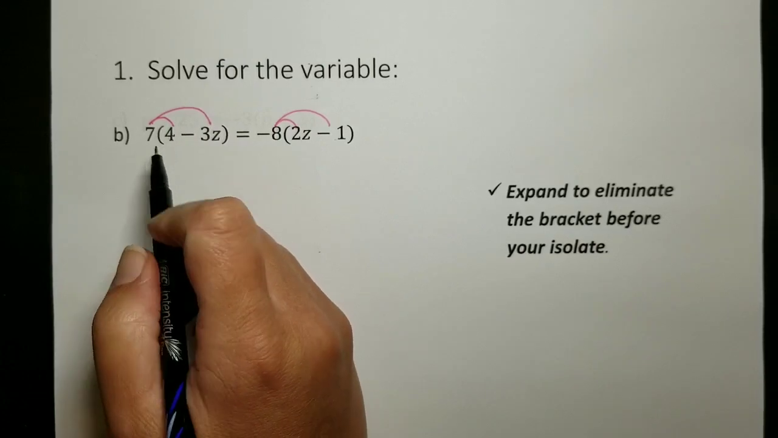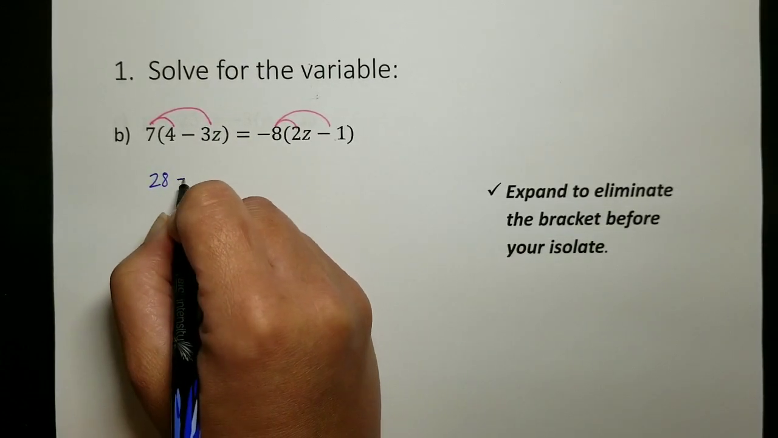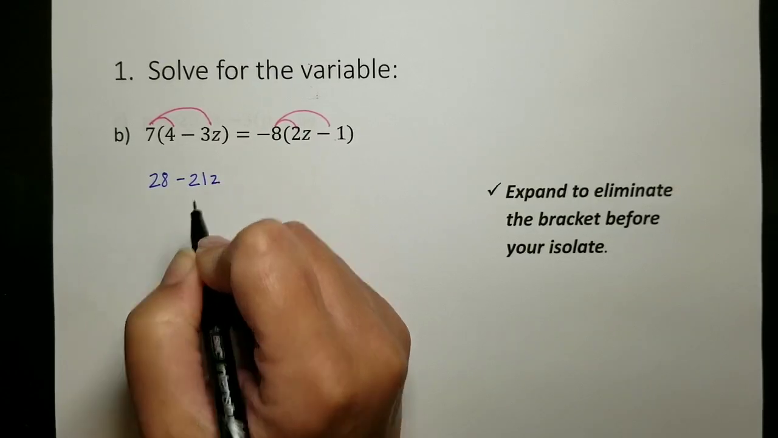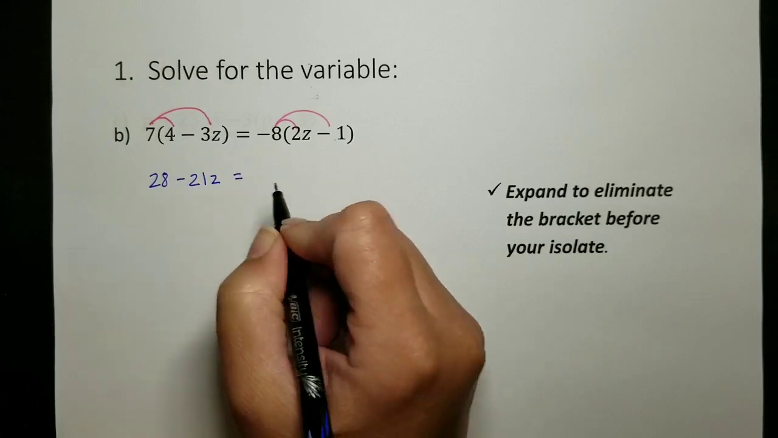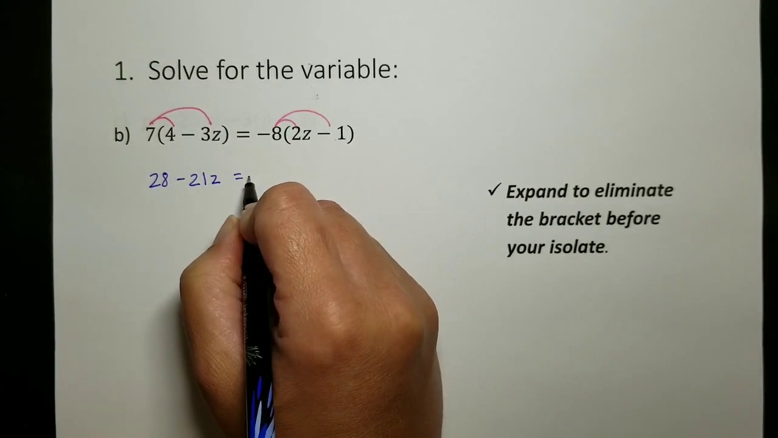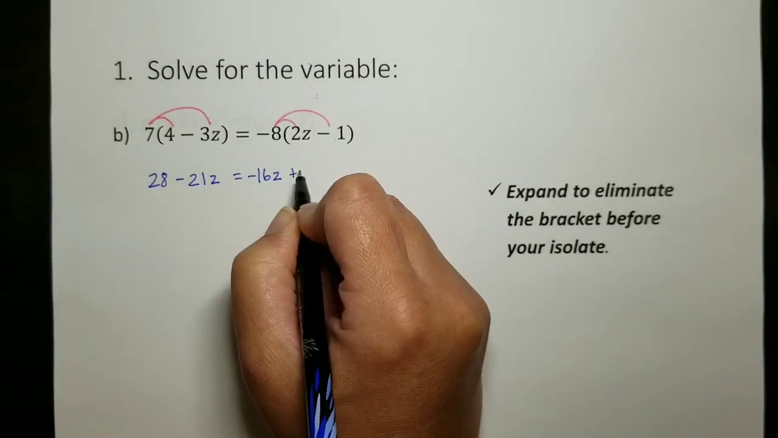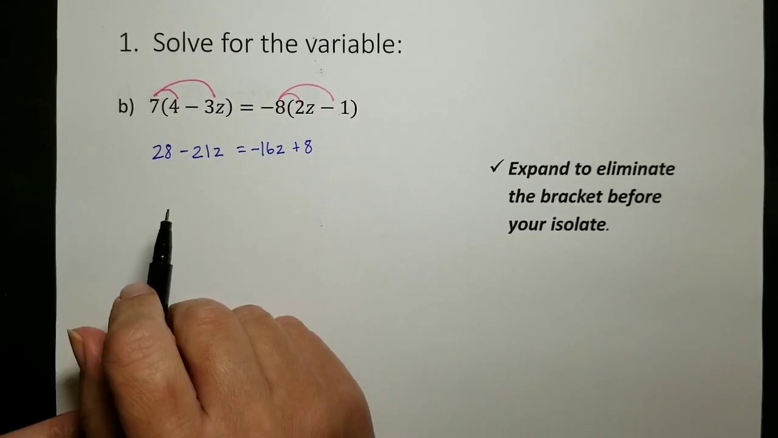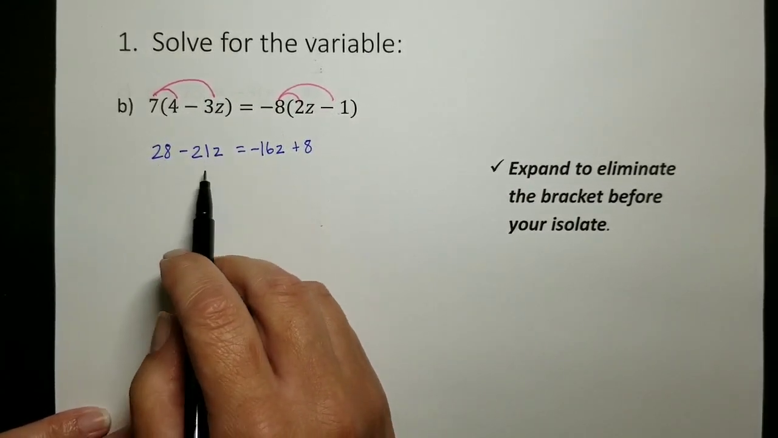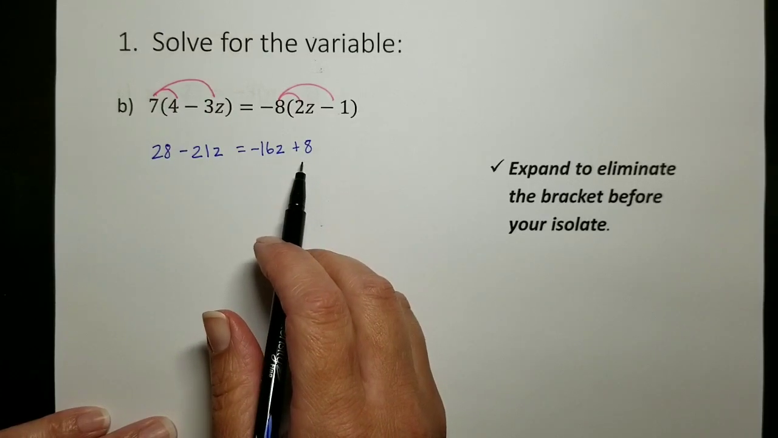So 7 times 4 is 28. 7 times negative 3z is negative 21z. And then negative 8 times 2z, negative 8 times 2 is negative 16z. Negative 8 times negative 1, careful with your integers there, is positive 8. And my z's look a lot like 2, so I have to be careful on this one. So now we're back. This line here looks like a question that you would have done yesterday.